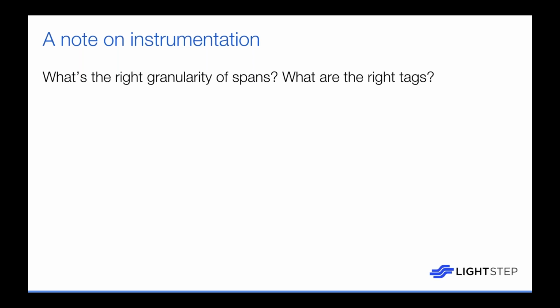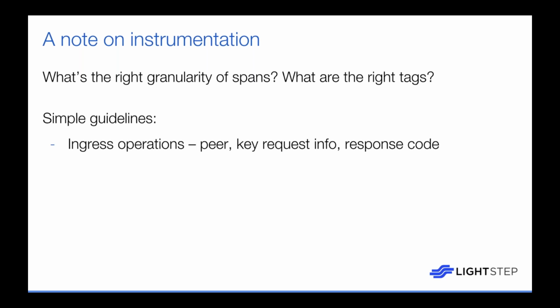One other quick side note on this: I think we can think a little bit about how to instrument based upon these different kinds of changes. In particular, what's the right granularity of spans? Should we have one span for each user request as it passes through, 2 or 100, and even within those spans, what are the right tags? There are some simple guidelines that we can take away from these kinds of examples.